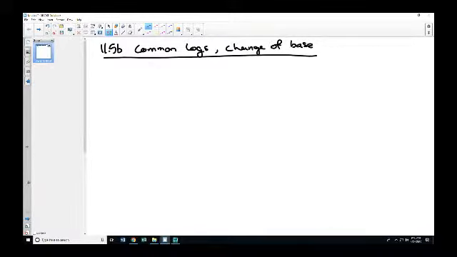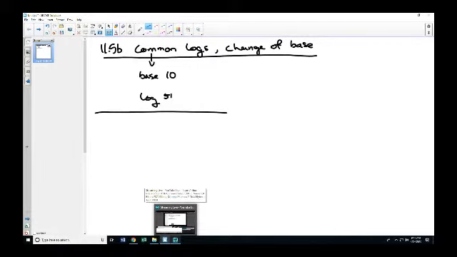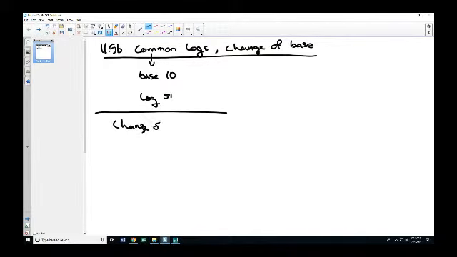So, remember what a common log is? Log base 10, right? And it will be written without the base actually noted, right? Okay, so one of the ways to use common logs is with what's called the change of base formula.